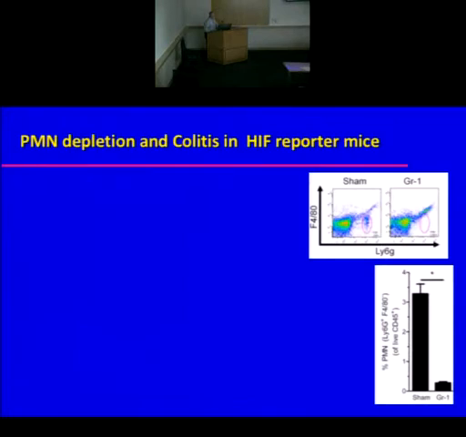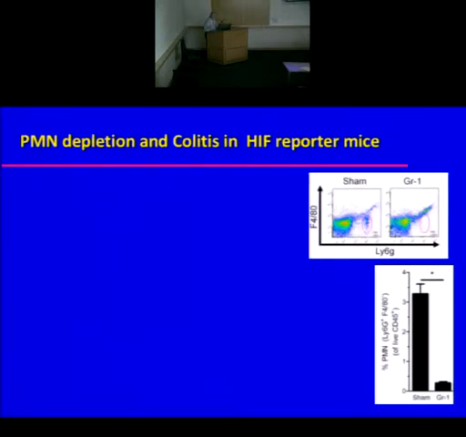So to cut to the chase, Rick had done the following experiment. He depleted leukocytes using an anti-GR1 or Ly6G antibody. So we could deplete neutrophils, circulating neutrophils, from a mouse model. We could deplete neutrophils by about 90%.